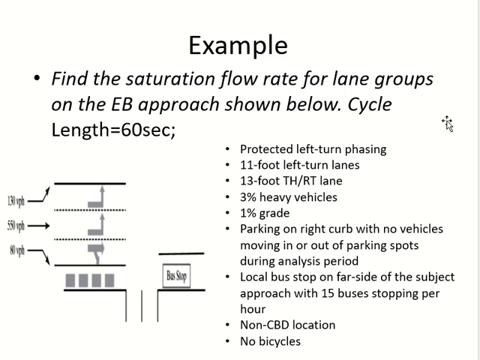Local bus stop on the far side. Far side means after the intersection, near side is before. So you can see even if the bus stop is after the intersection, we still have to apply the adjustment factor. Near the intersection, before or after, it's enough. We have to apply the adjustment factor. How many buses are stopping? 15. It's a non-CBD area, non-central area, and there are no bicycles here. Did they give me any pedestrian data? No pedestrian data as well. Even if they gave me, we are not doing the calculations for that.